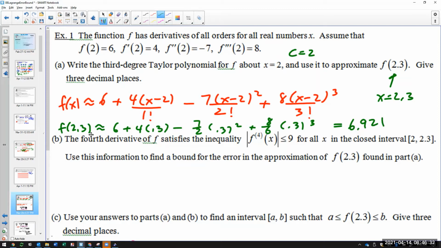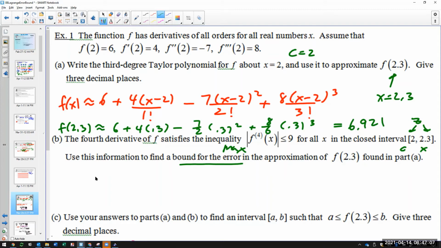And it says use the fourth derivative that satisfies this inequality. This is the fourth derivative, and it is less than or equal to 9. So this is the maximum fourth derivative. That's the most that the fourth derivative can be, and it says inside this closed interval. Remember we said that z was between the center and x. So they're just saying for a number between c and x, this is the maximum the derivative can be. Use this information to find the error bound in this approximation.